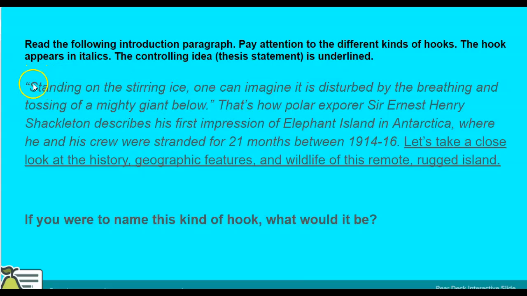Well, hopefully these quotation marks give you a little idea. This is a quotation. We're taking a quote from someone who's been there, and a quotation could be a famous person like Sir Ernest Henry Shackleton, an explorer, or it could be a quote from someone that you know, like your grandmother or a friend. It depends on what you're writing about. And so in this case, because we're writing about a place, we see that a person who's been to this place is giving the quote.